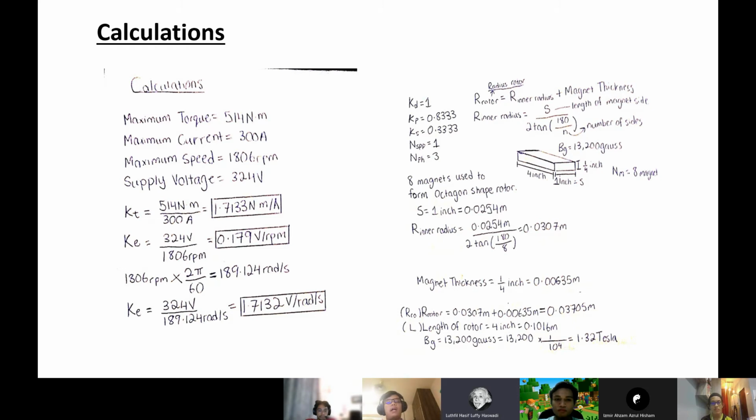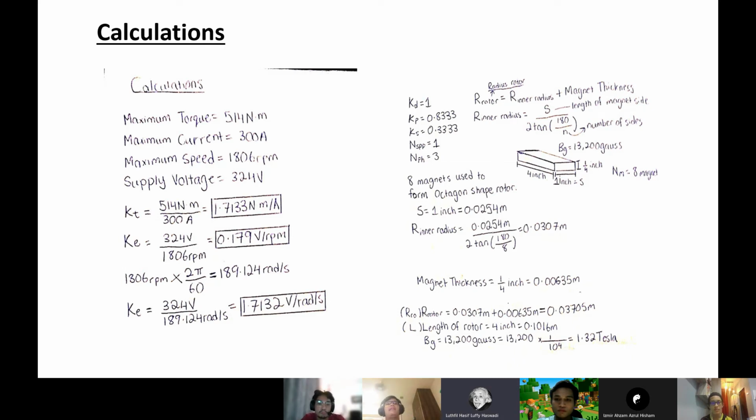So we got our initial KE value as 0.179 volts per RPM. But in order to help with further calculation, we convert the RPM into rad per second. We multiply our maximum speed by 2 pi over 60 to get the rad per second value, which is 189.124 rad per second. If we divide 324 volts by 189.124 rad per second, we get a different value of KE, in volts per rad per second. So the value of KE that we will be using is 1.7132 volts per rad per second.